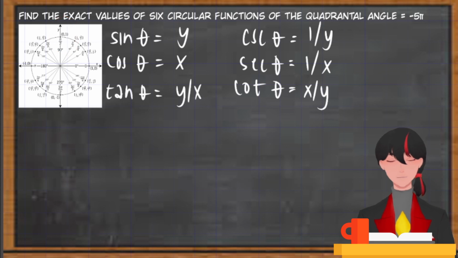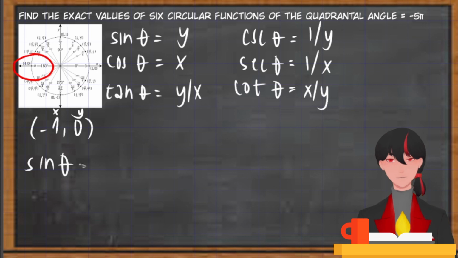So our next problem would be to try and find the exact values of the 6 circular functions of the quadrantal angle negative 5 pi. Now if we try to find negative 5 pi in the unit circle, it would land on negative 180 degrees. So our value would be negative 1, 0. So this is x, this is y.